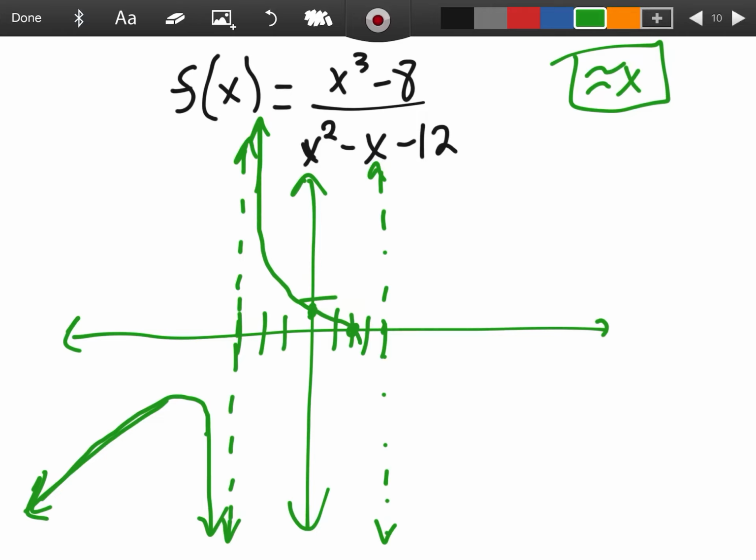As we approach negative 3 from the right, we're going up to positive infinity. We'll curve through these two. As x approaches 4 from the left, we go to negative infinity. As we approach 4 from the right, we go to positive infinity. And then we are going to slant up to the right. And that is our final answer for the graph.